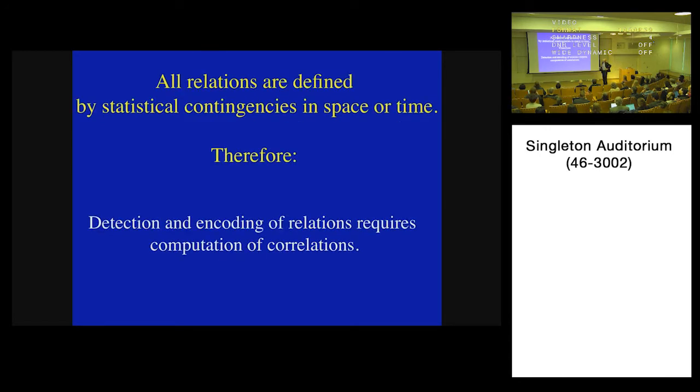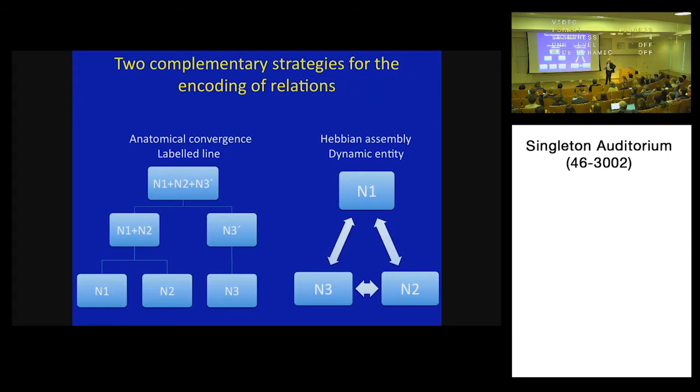Now, all meaningful relations are defined by statistical contingencies in space or in time. And therefore, mechanisms that evaluate relations need to compute correlations. This is a general thing. And there are two strategies that nervous systems seem to exploit in order to detect and encode relations.